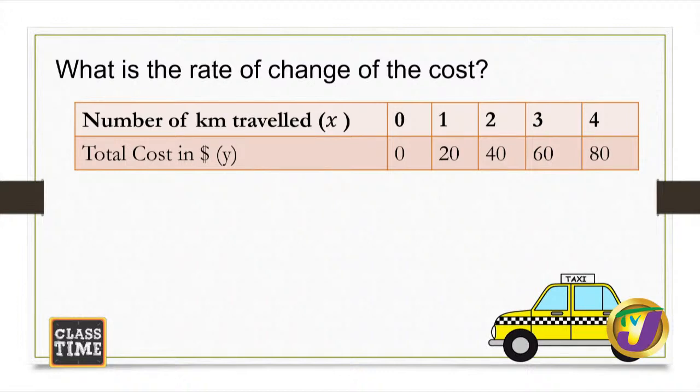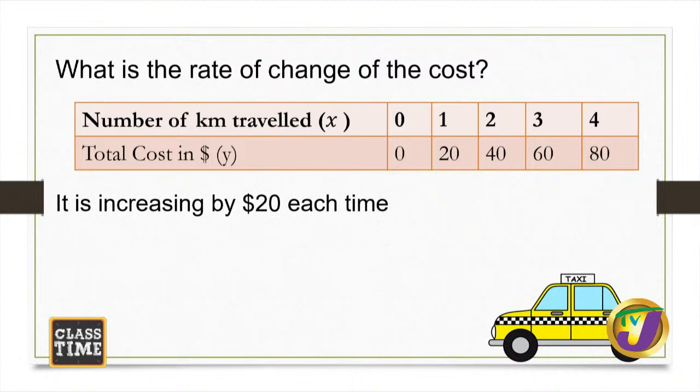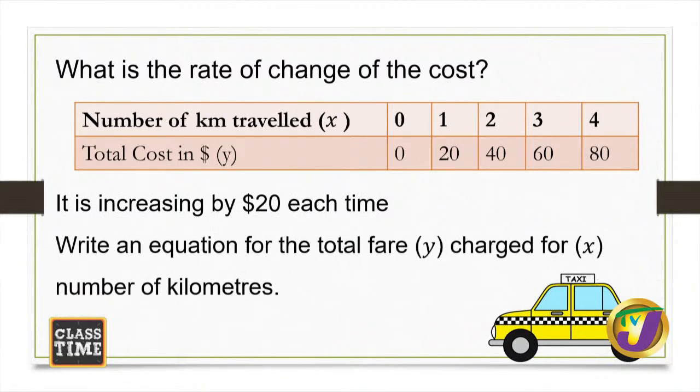All right, let's look at it together. In examining the table, we recognize that each kilometer we're increasing by $20. Very good observation. So we're seeing that each time we go up 1 kilometer, the cost is increasing by $20. You are right on the ball. So it is definitely increasing by $20 each time.